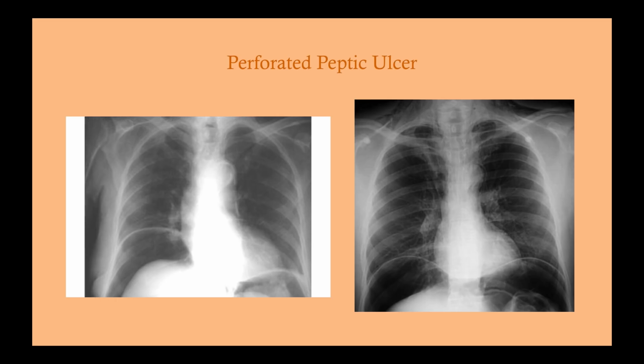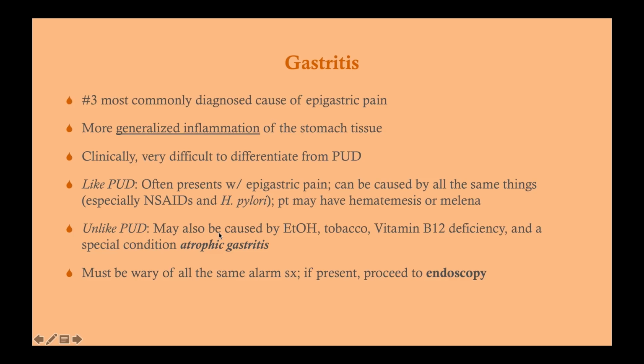So here's a perforated peptic ulcer. You can see a very dramatic presentation on abdominal film. Well, obviously this is a chest film, but you can still see the diaphragmatic air. So here it is. You see the diaphragm pushing way up into the chest cavity. So, chest x-ray, abdominal x-ray, you should see it either way. There's diaphragmatic air.